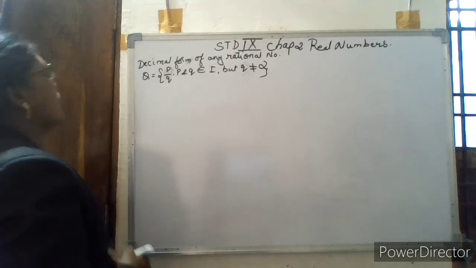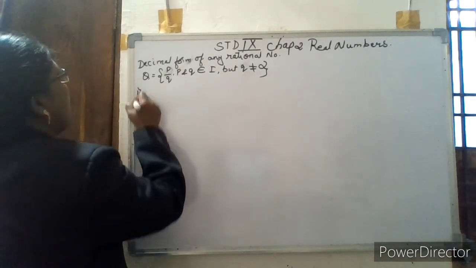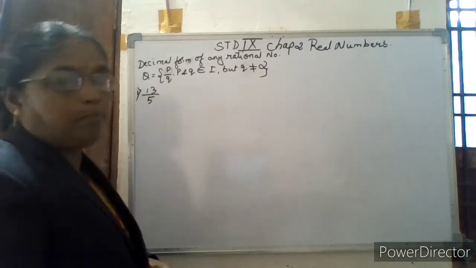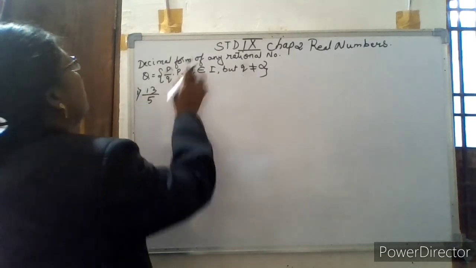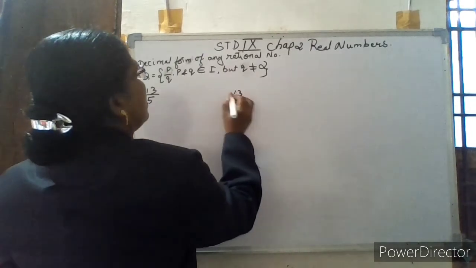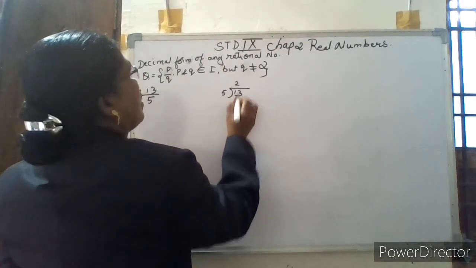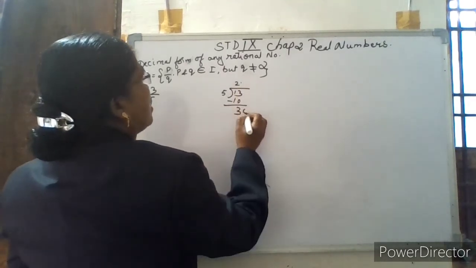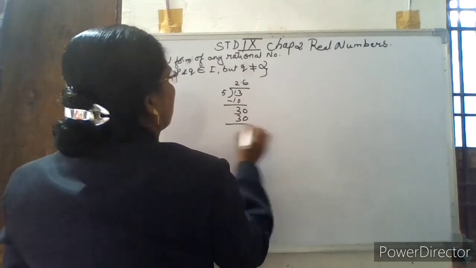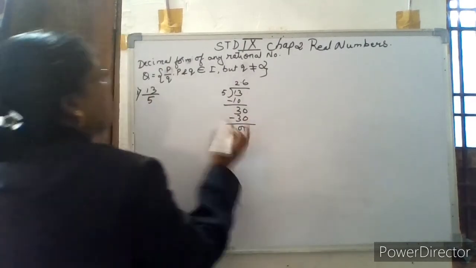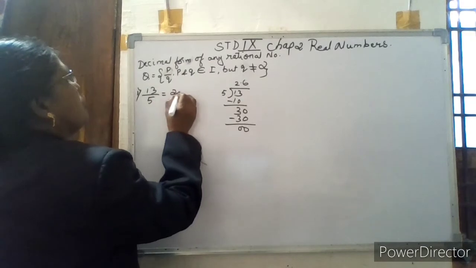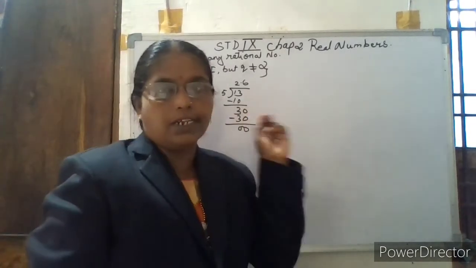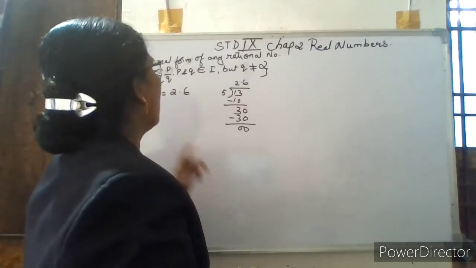Let us take first example 13 by 5. This is a rational number. To bring this into decimal form, you have to divide 13 by 5. 5 twos are 10, remainder is 3. Then put a point, take a 0, 5 sixes are 30. Lastly I got remainder as 0. So 2.6 is the decimal form of the rational number 13 by 5.